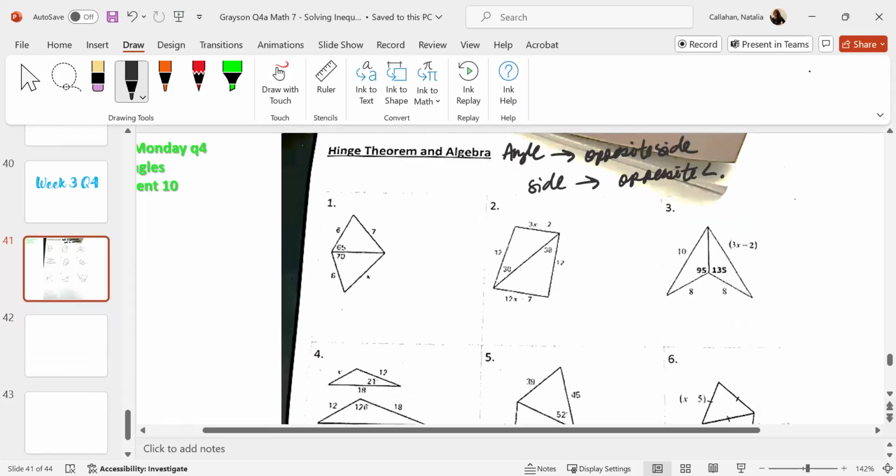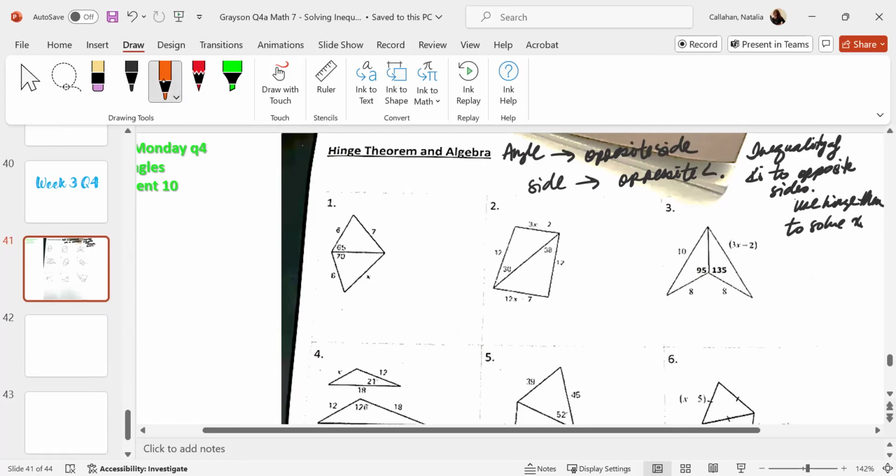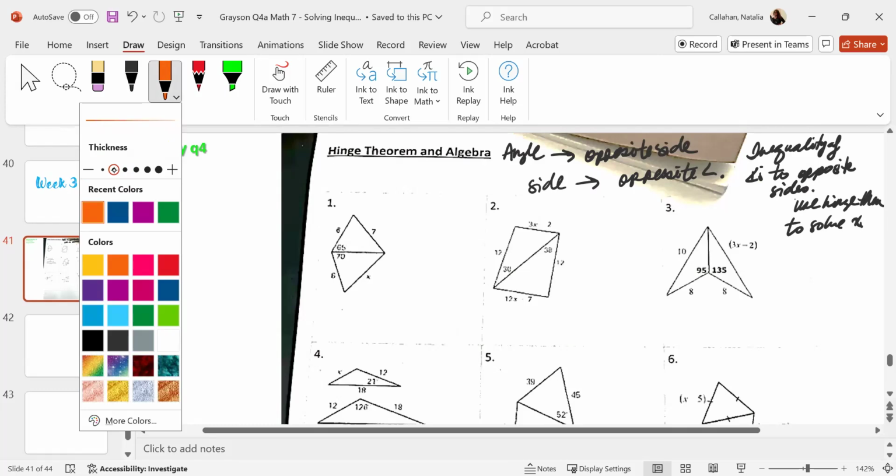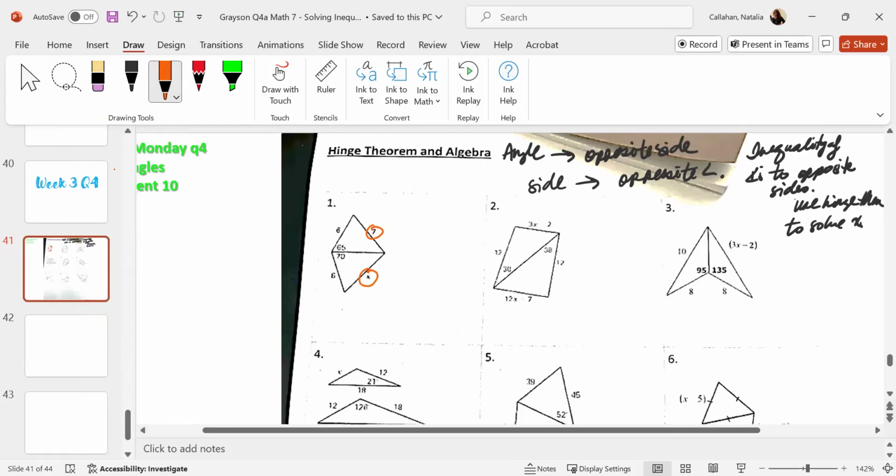Basically, what we're doing is this is going to be an inequality of angles to opposite sides. Does that make sense? I'm going to use this to solve for x. So let's take a look at number 1. Do you see 7 and here's x? Do you see that?